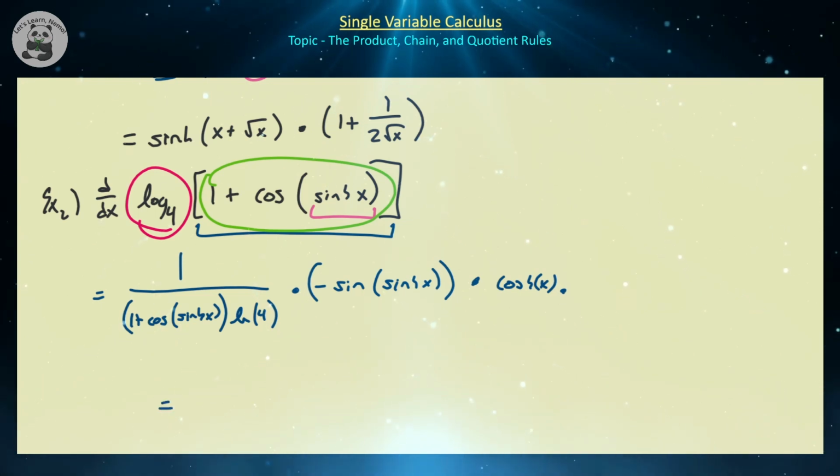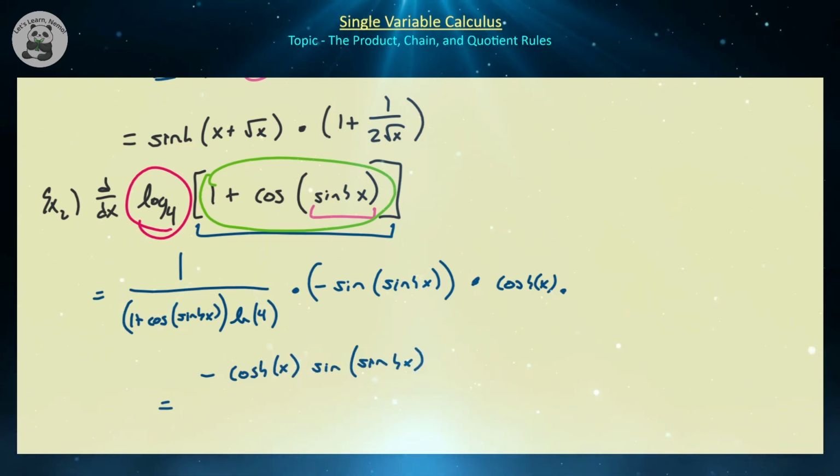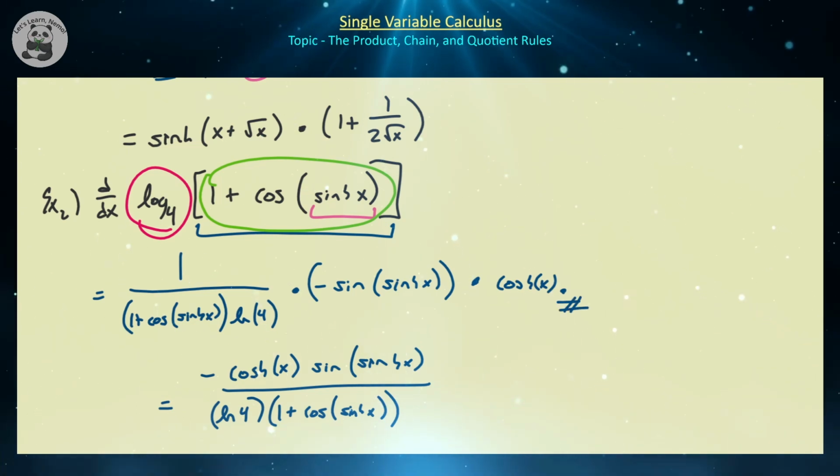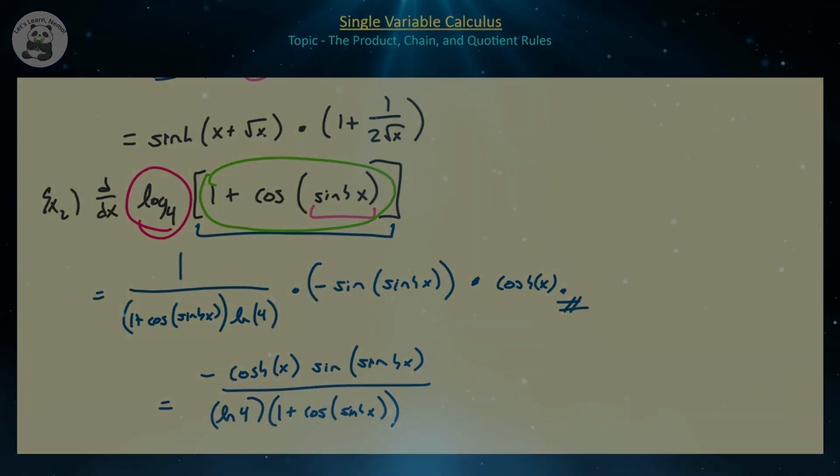Obviously, you should be writing this as, for example, let's say negative hyperbolic cosine of x times the sine of hyperbolic cosine of x, all divided by, I guess you could say, natural log of 4 times 1 plus cosine of hyperbolic sine of x. That would be a nicer looking answer, but technically speaking, this first answer is the derivative of the original.